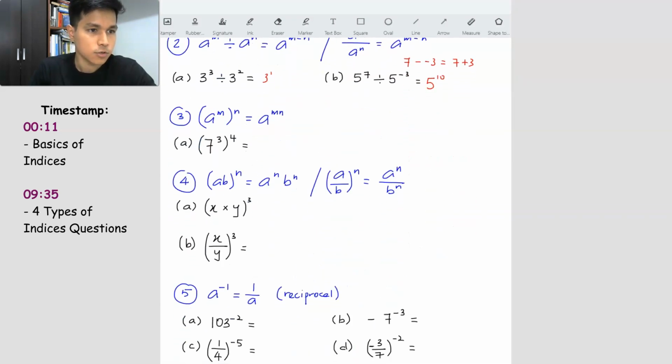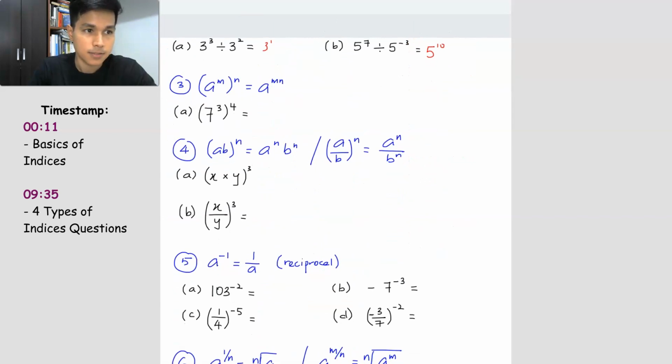Alright, the third rule is not the same as the first rule just now. The first rule was like this, right? I showed you one similar to this. You can see that they have 2 of the same base, so that's why you can multiply them. But for this one, the power n here, there is no a. It's not the same base, so you cannot add the power. You have to multiply the power. Clear? So you get a power mn. Here it's the same thing: 7 power, so 4 times 3, you get 12.